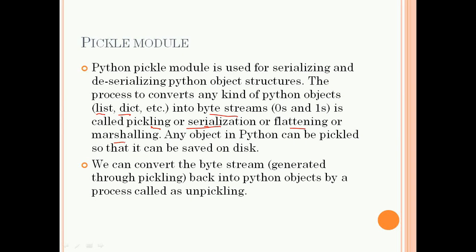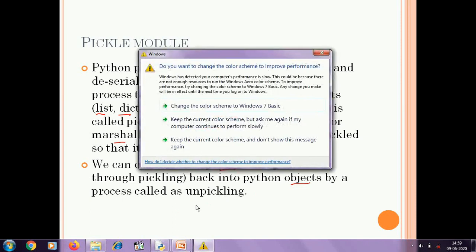Any object in Python can be pickled so that it can be saved on disk, and whenever we are reading from the binary file, the byte stream should be converted to human readable data. We can convert the byte stream generated through pickling back into Python objects by a process called unpickling.